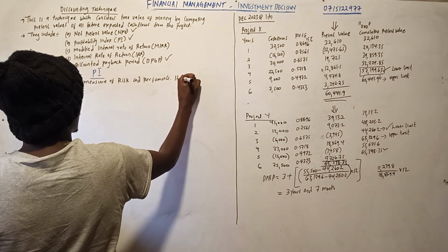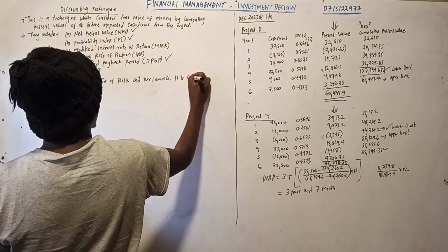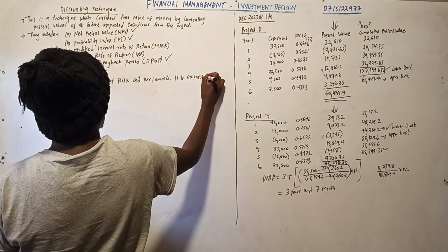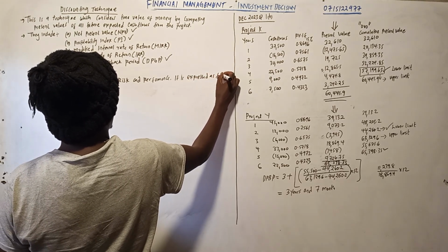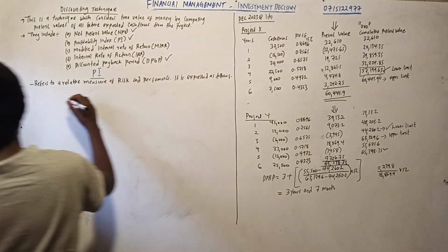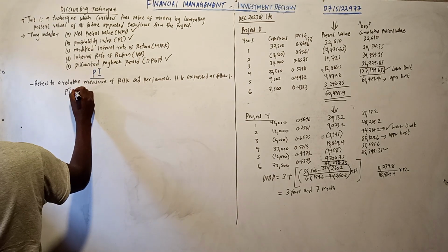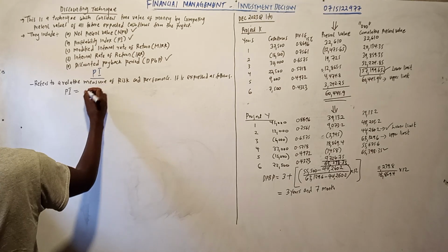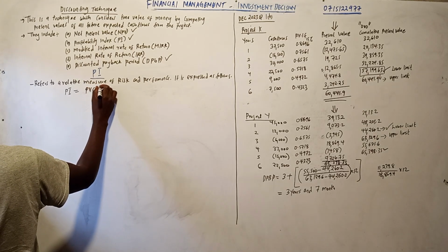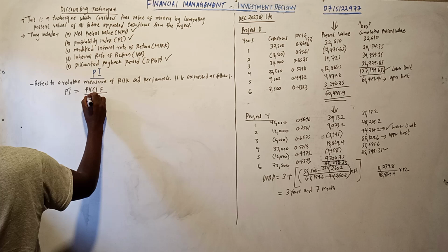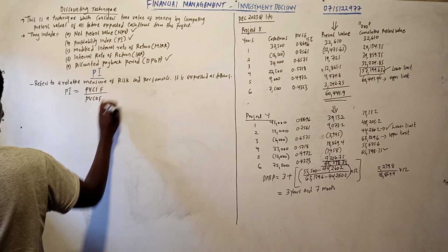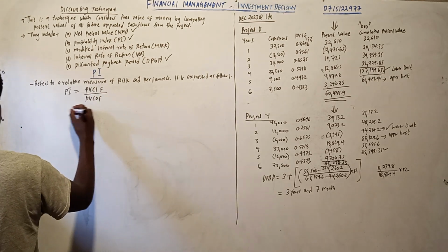It is expressed as follows. So PI is equal to present value of cash inflow divided by the present value of cash outflow. So let's do it for project X and Y.